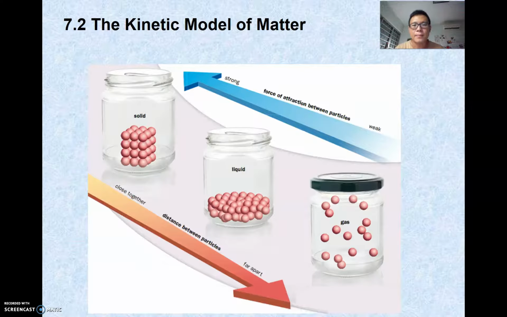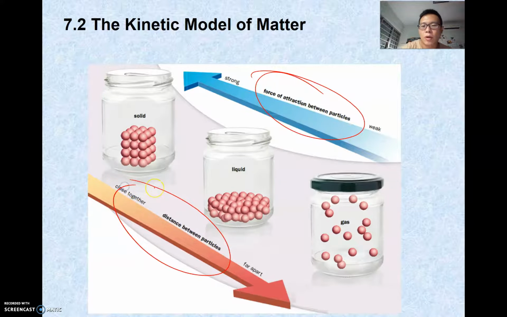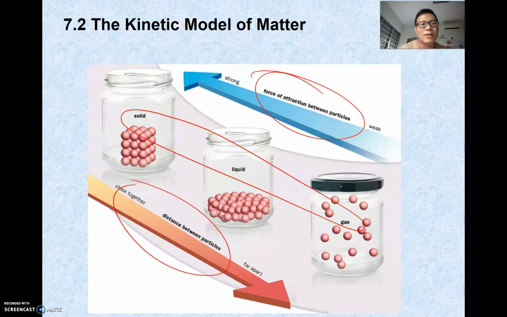Now, this is a classic example to illustrate the forces in relationship to the intermolecular distance between the particles and how they change across the three states. It's a classic example. Everybody will have it, likewise for chemistry.